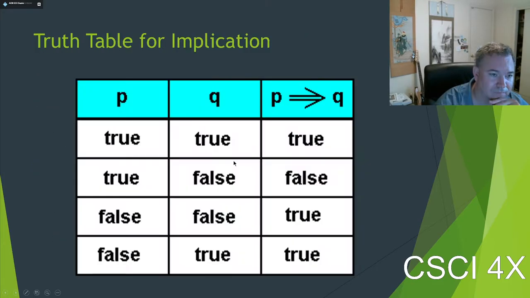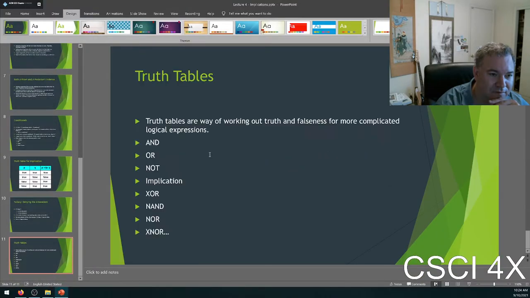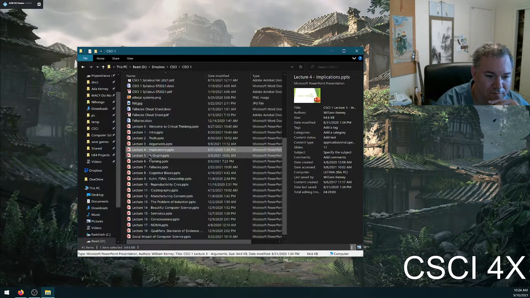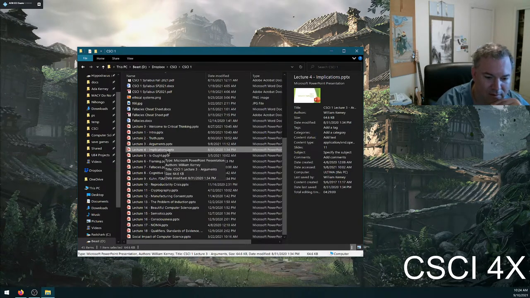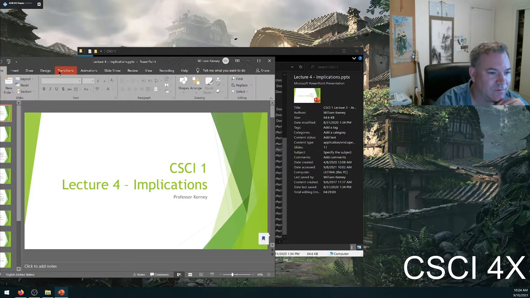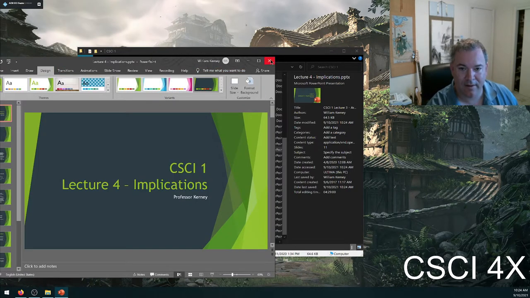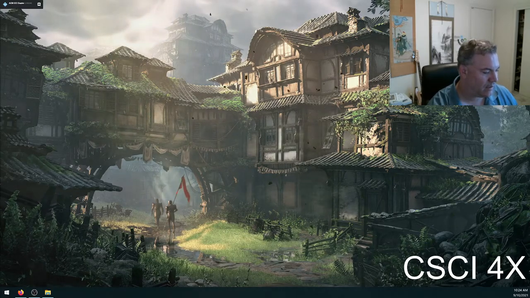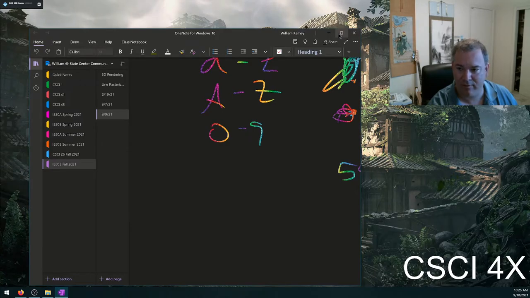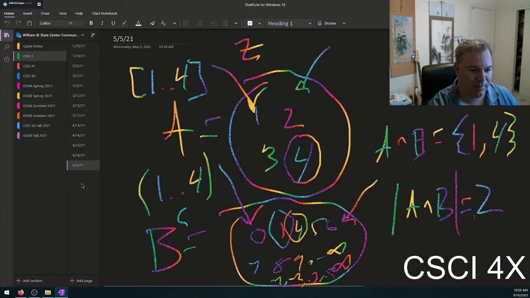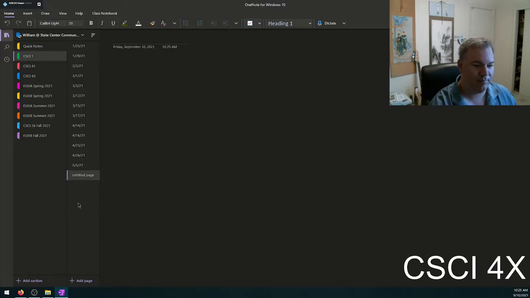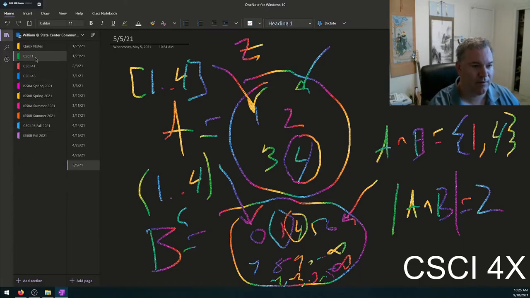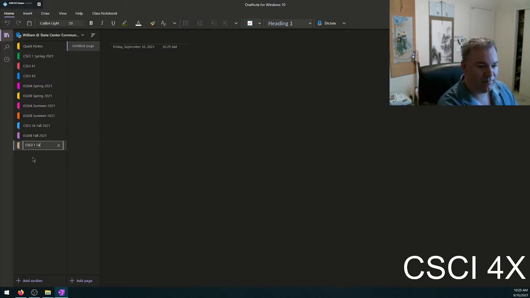So, where is it? Modus Tollens. Dang it. Put it to night mode and forgot to save it. Let's just do it on OneNote.